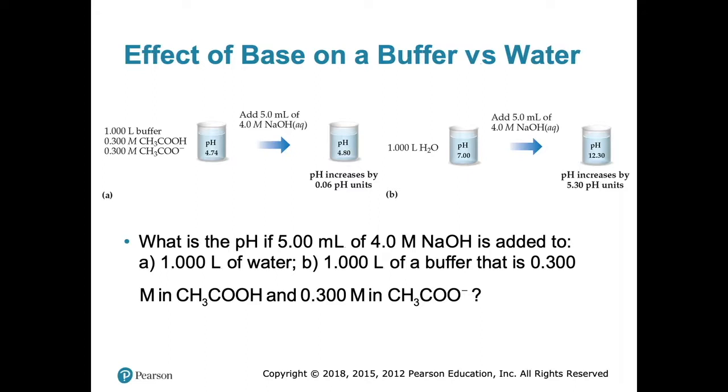So we added in this 5 mL right there. In this picture, we have 0.3 of each, the acetic acid and the acetate, within the 1 liter buffer. We can add in 5 mL of 4 molar sodium hydroxide. That's pretty concentrated, and it brings us to 4.8 pH. It increases the pH by 0.06 units, almost nothing.